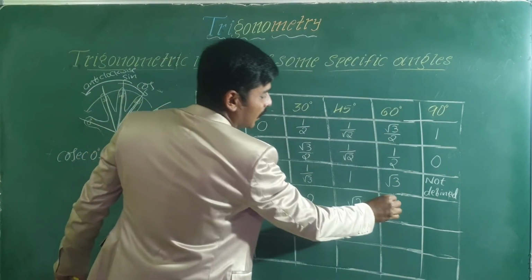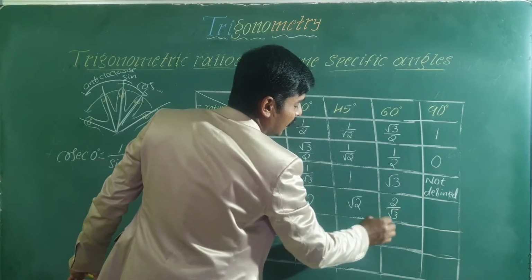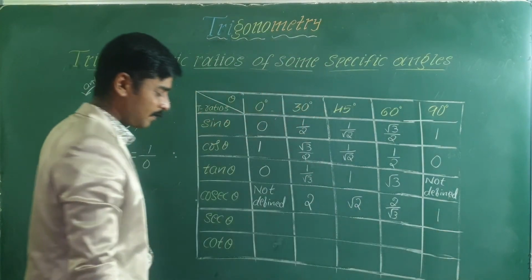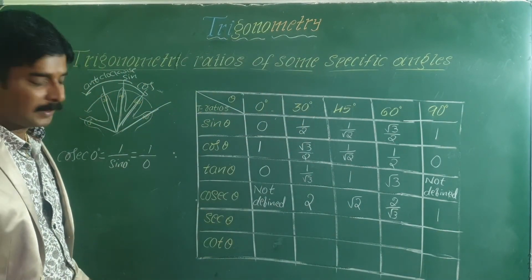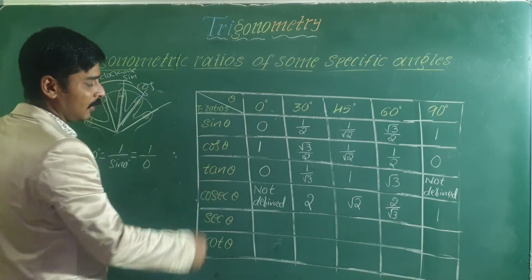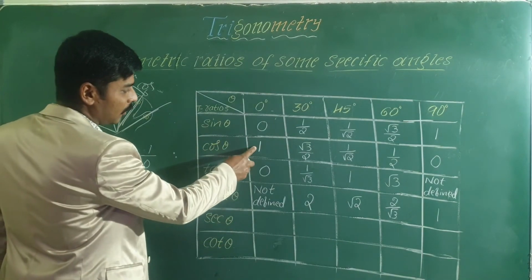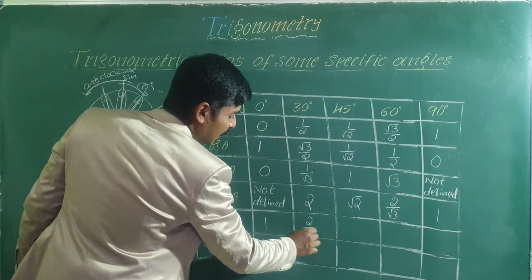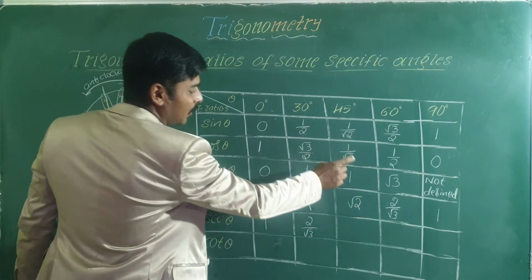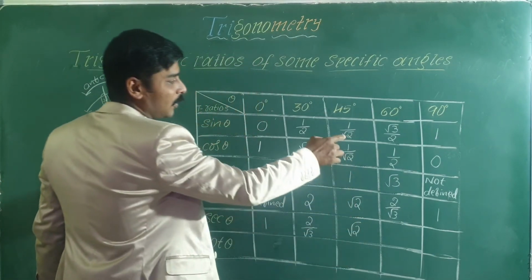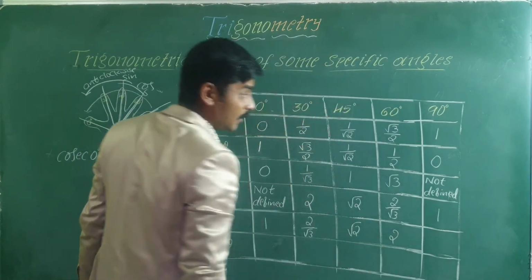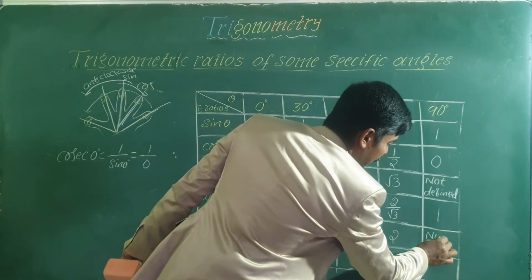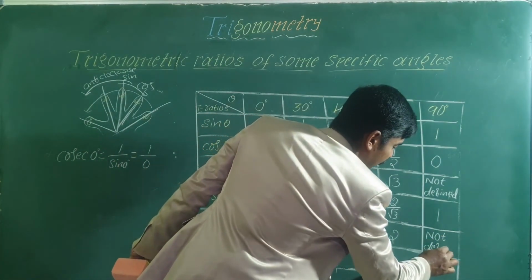Reciprocal of root 3 by 2, that is 2 by root 3. Next, last, reciprocal of 1. That is 1 by 1. That is 1. Next, secant theta. Secant theta is the reciprocal of cos theta, right? Reciprocal of 1 is 1. Reciprocal of root 3 by 2 is 2 by root 3. Reciprocal of 1 by root 2 is root 2. Reciprocal of 1 by 2 is 2. Reciprocal of 0 is 1 by 0. Is it defined? No, not defined.